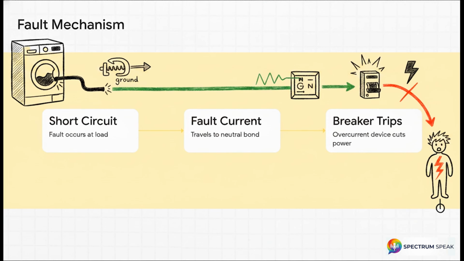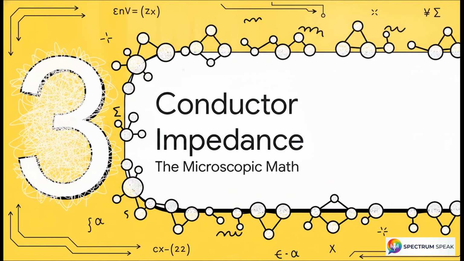Think of the safety ground as a massive emergency pressure release valve. First, a short circuit fault occurs. Say, a frayed hot wire touches the metal chassis of a washing machine. Second, massive fault current instantly travels via that green ground conductor straight back to that single neutral bond we just saw. Third, this sudden surge in current causes the overcurrent protection device, your circuit breaker, to trip, instantly cutting power. This low impedance path clears the fault safely and quickly. If that path is broken, the chassis stays energized, and the very next person to touch it, they literally become the path to ground.